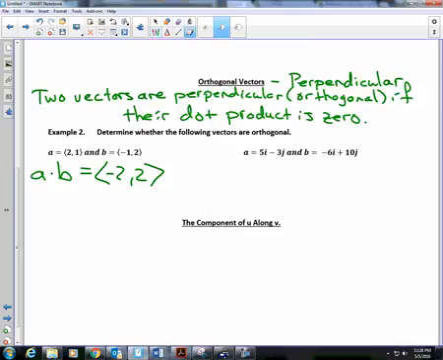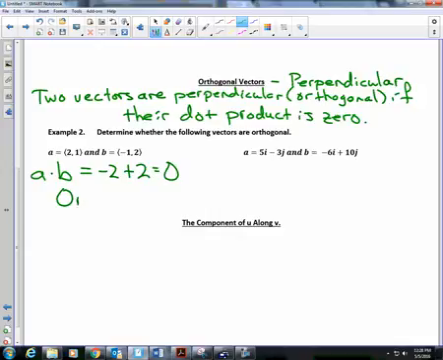So therefore, that's incorrect. If you want to do the dot product, you take 2 times negative 1 is negative 2, plus 1 times 2 is 2, which is 0. So the result is 0. So are they orthogonal? Yes.